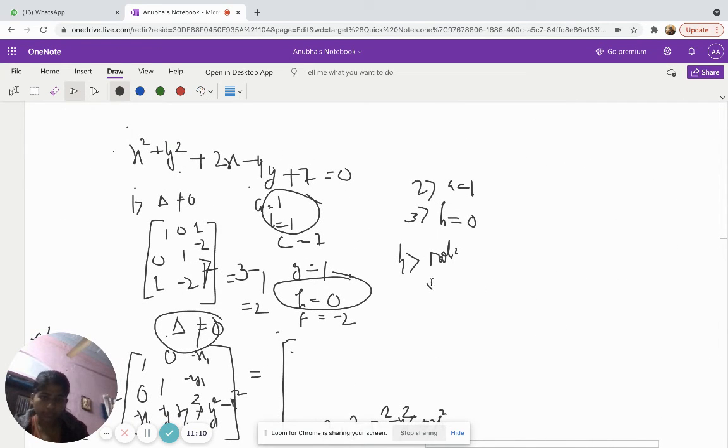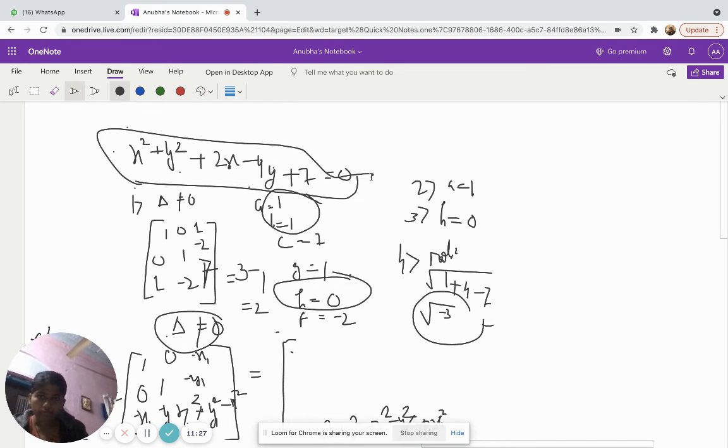So I simply use it. g square is 1 plus f square is 4 minus 7. So the radius is minus root 3, which is not a real number. So we say that this equation does not represent a circle.